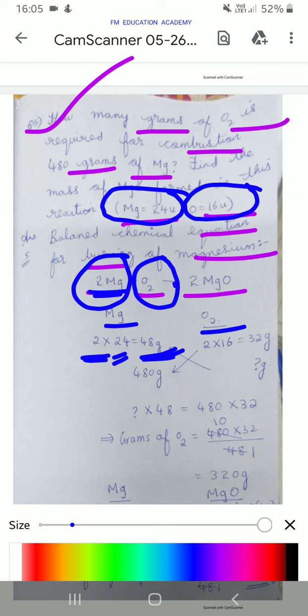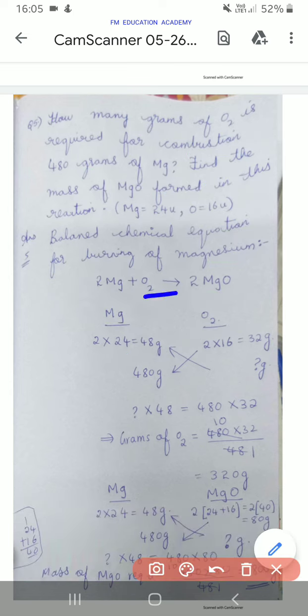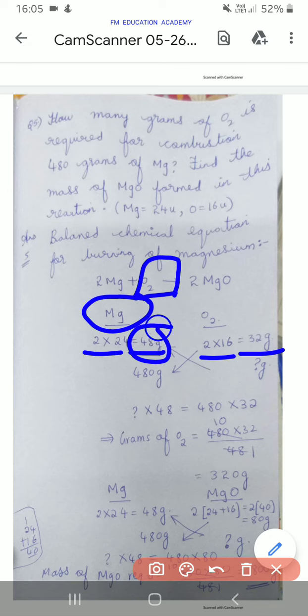2 atoms are there below, you can see here. Okay, if it is given below also, you should multiply. So 2 into 16, that is nothing but 32 grams. And 2 into 24 is 48 grams. So below magnesium, you have 48 grams. Below oxygen, you have 32 grams.